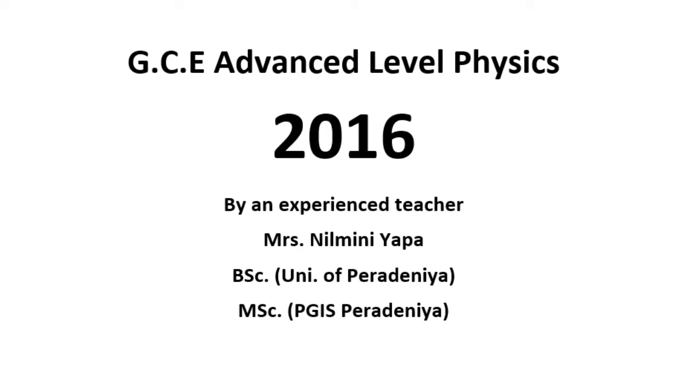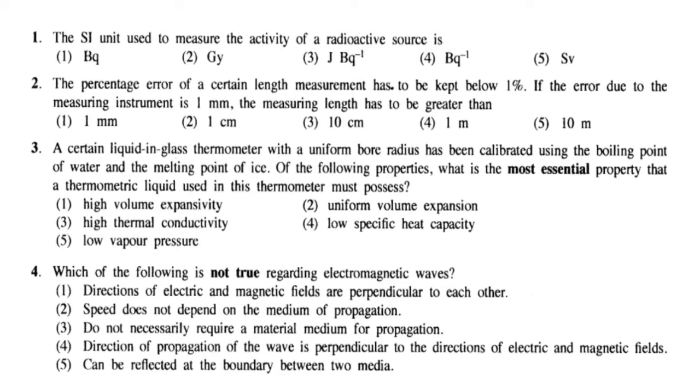In this video, I'll discuss the answers of the 2016 paper. First question, the SI unit used to measure the activity of a radioactive source. That is becquerel, that you have to remember. Answer is 1.